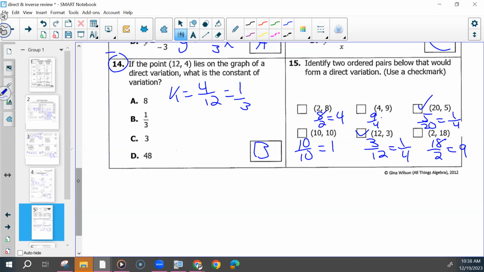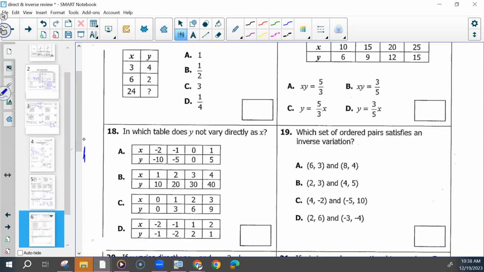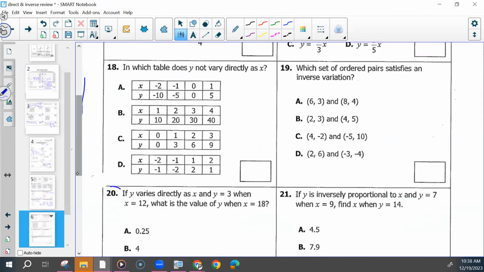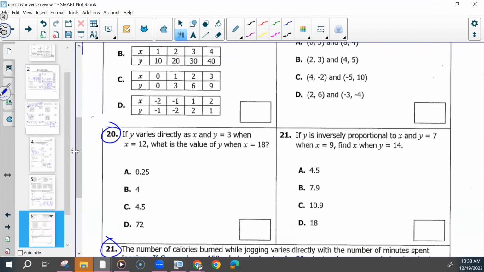Other questions on this page? 8 divided by 2 goes into 8 4 times. But if it was the other way, 2/8, then it would be 1/4. Right, questions on 16 through 21? 20. Which one? The other 21. Okay. 18.